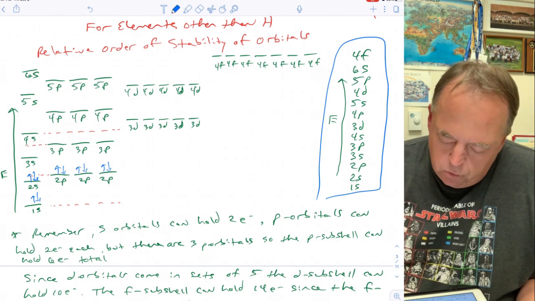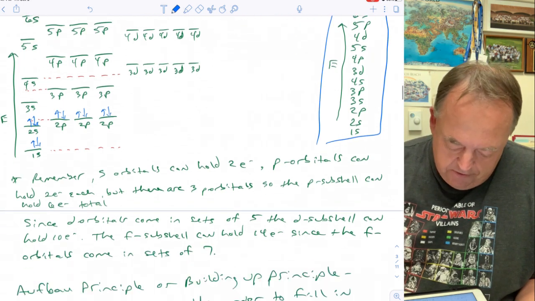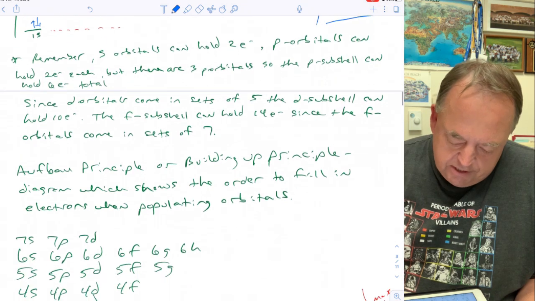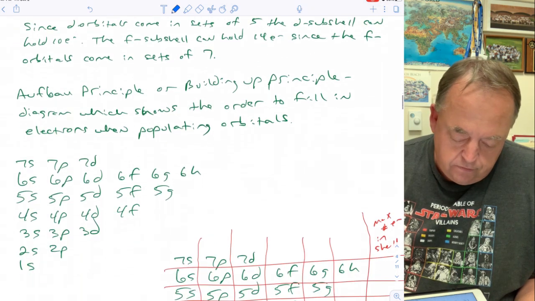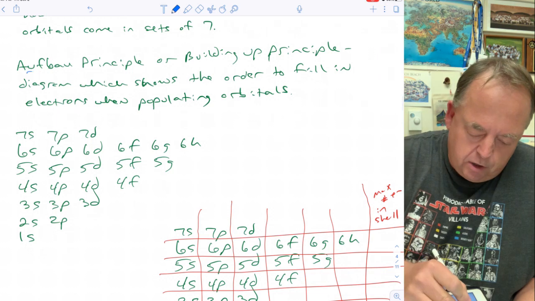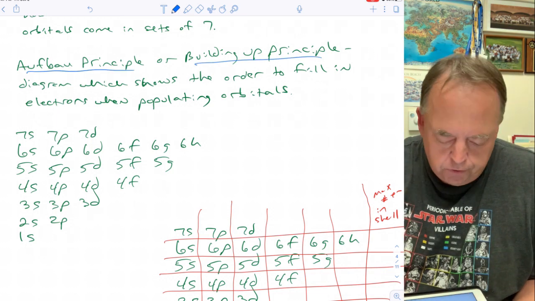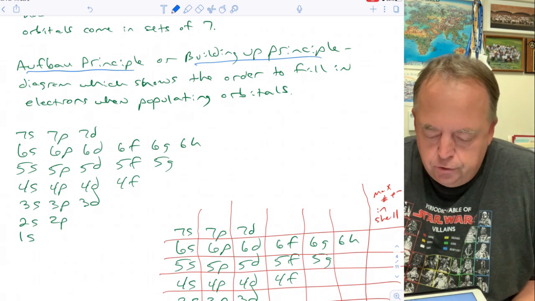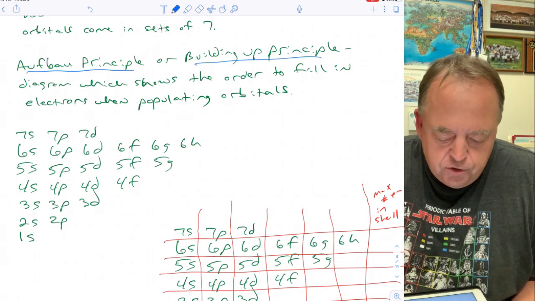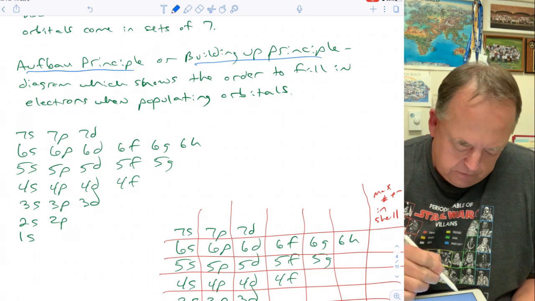There's an easy way to remember this, and that's not the easy way. The easy way to remember this is to use what's called the Aufbau principle, or the building up principle, or this diagram that we're fixing to go through. This diagram shows you the order to fill electrons in when populating orbitals.